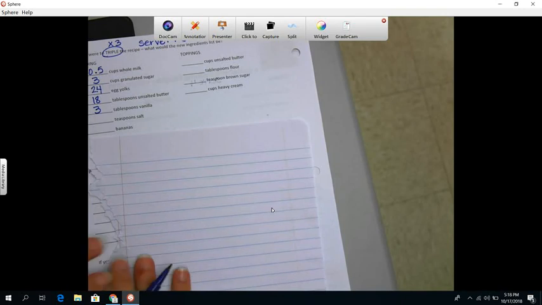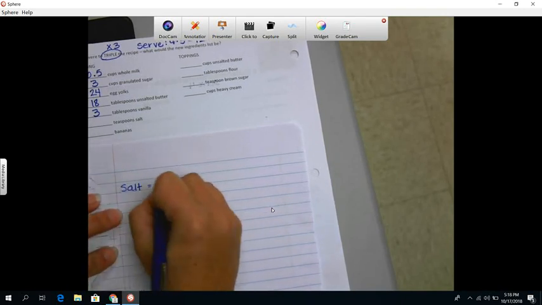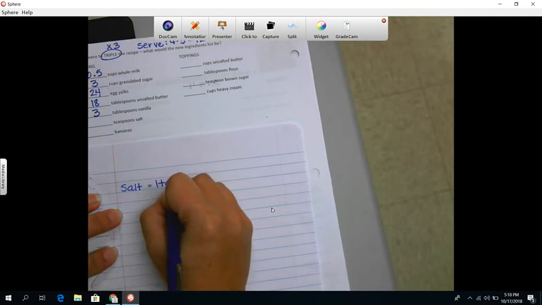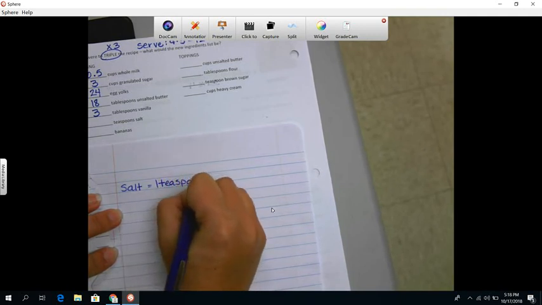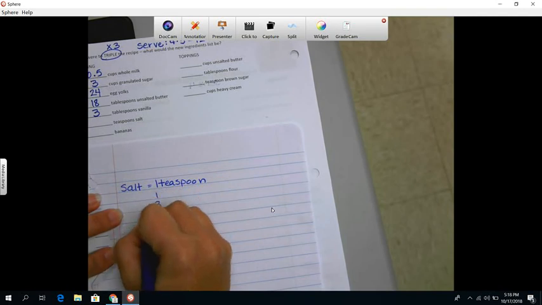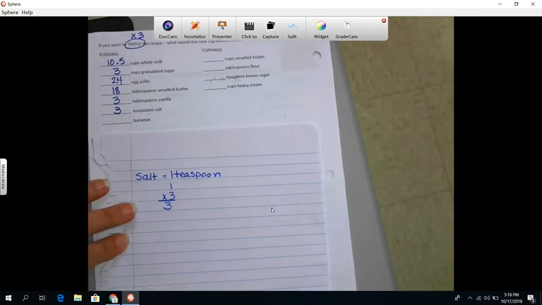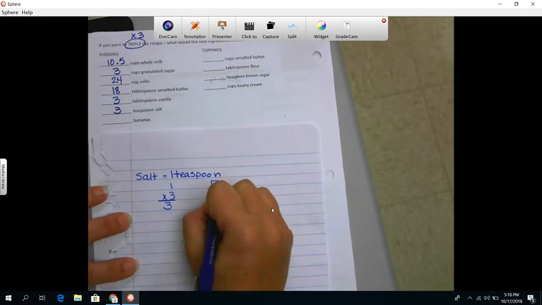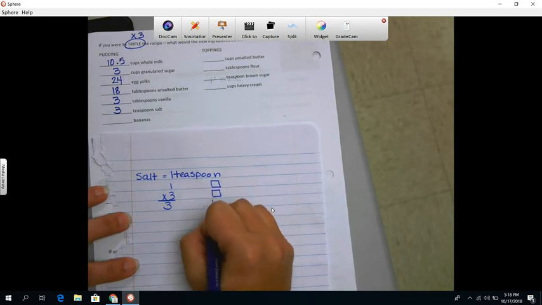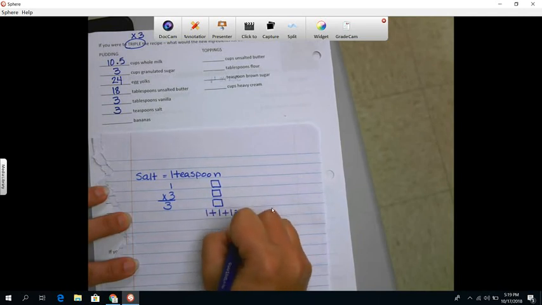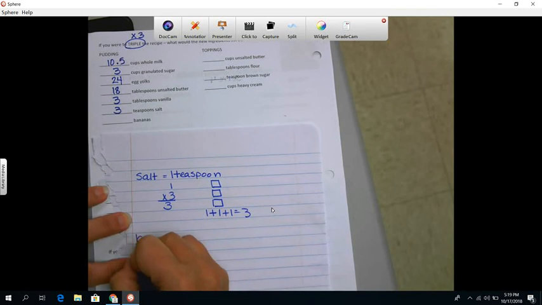Again, that's just like the vanilla because there's 1 teaspoon of salt. 1 teaspoon of salt. And we do 1 times 3 to get 3 teaspoons of salt. You can go back and look at your diagrams from before, and we can add to those. So we would have 1, 2, 3. So 1 plus 1 plus 1 equals 3.